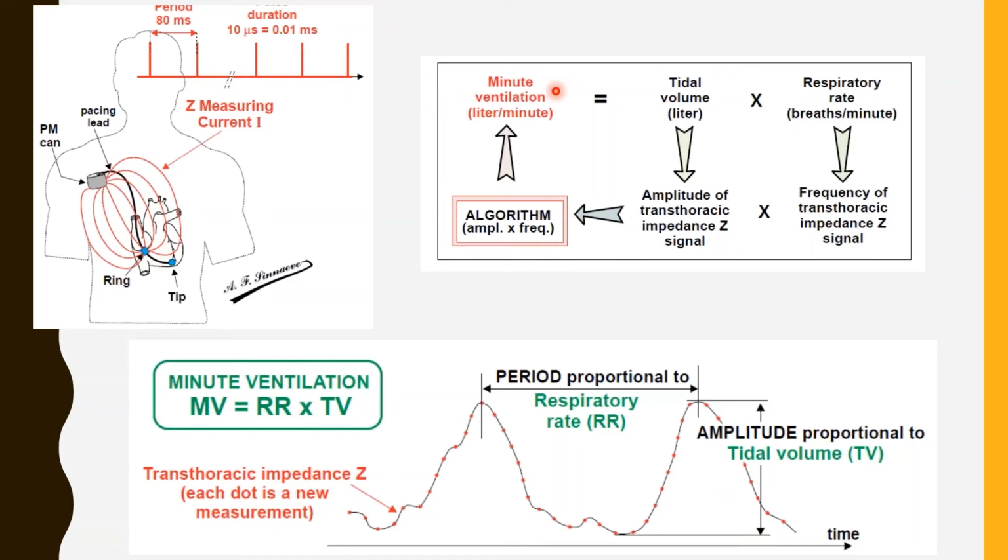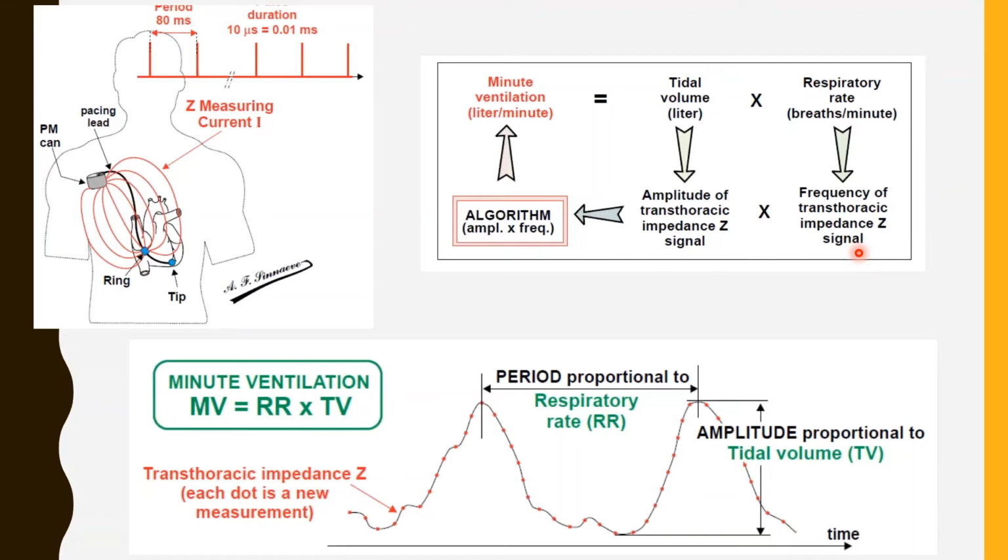Minute ventilation basically boils down to two very important components. One is the tidal volume, how deep you breathe, and the other is the respiratory rate, how fast you breathe. The tidal volume translates into the amplitude of the transthoracic impedance measured by the pacemaker can, which is constantly sending subthreshold signals to the leads. And of course, the frequency of this transthoracic impedance will reflect the respiratory rate.